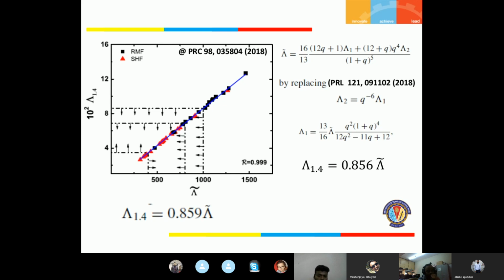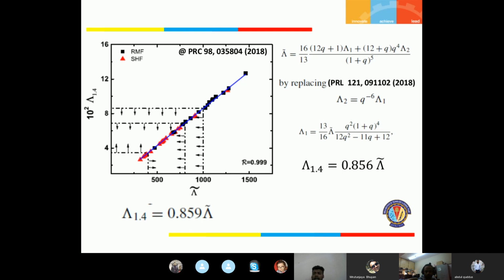We studied the correlation, and lambda tilde, the effective tidal deformation, is almost 0.999 correlated with lambda at 1.4. We keep one mass fixed at 1.4, so the other mass will be decided accordingly by the chirp mass. So there we have found that lambda 1.4 is 0.859 times the effective tidal deformation. So if one gives bounds on the effective tidal deformation, we can directly deduce the bounds for the individual star at 1.4 solar mass, the canonical mass.